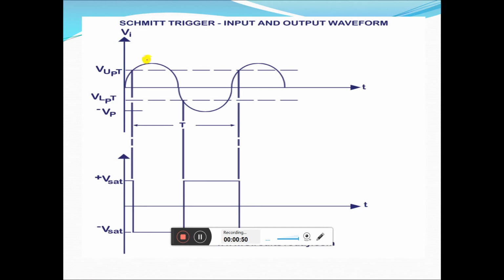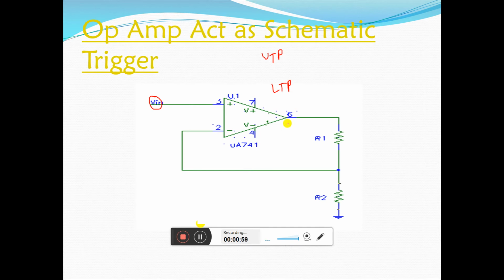When we apply the sinusoidal waveform to the input side, it generates a square waveform, that is, a positive wave side and a negative wave side. How will this appear? If the input voltage keeps increasing in this way, at this particular point the potential divider provides a voltage which is greater than the input voltage.